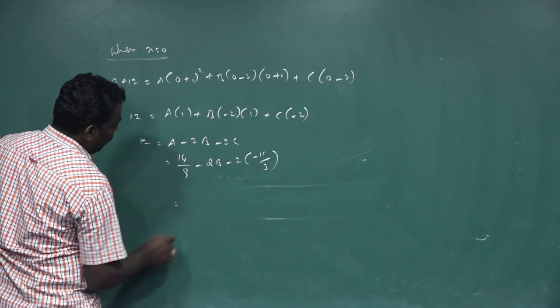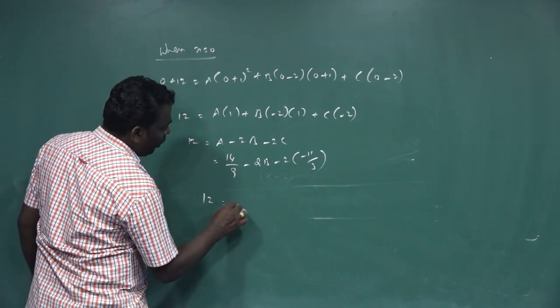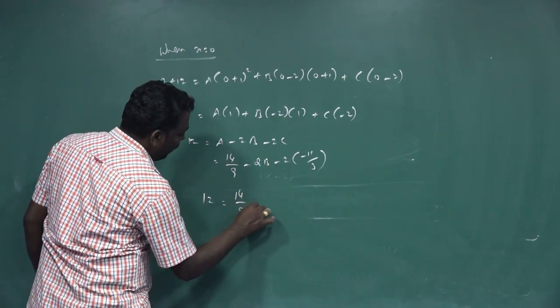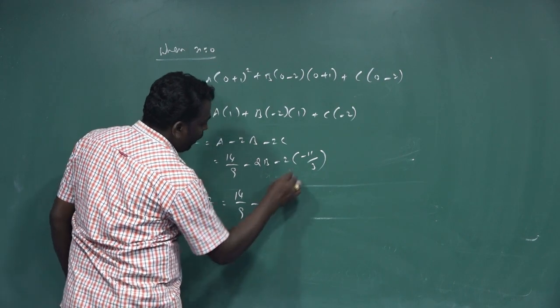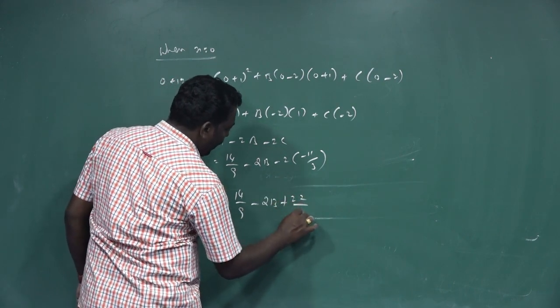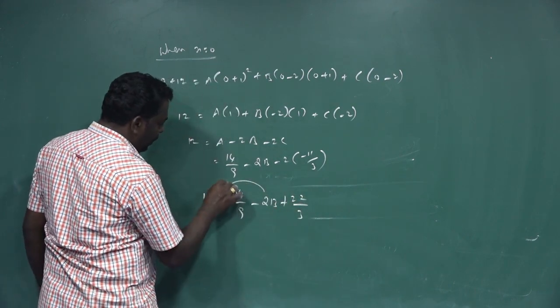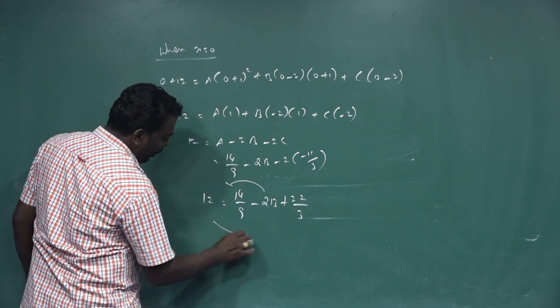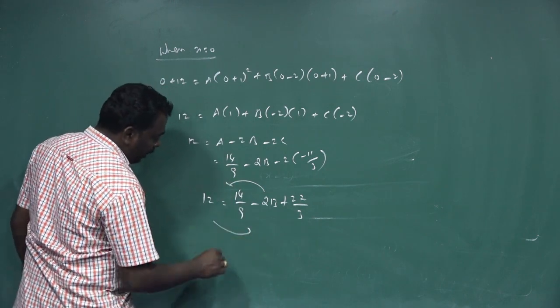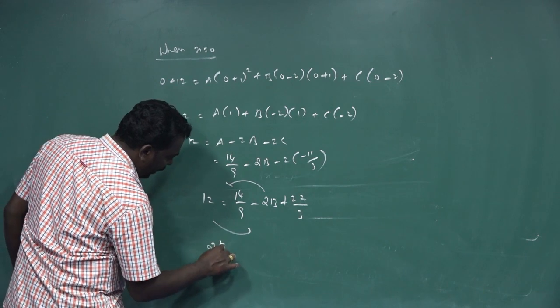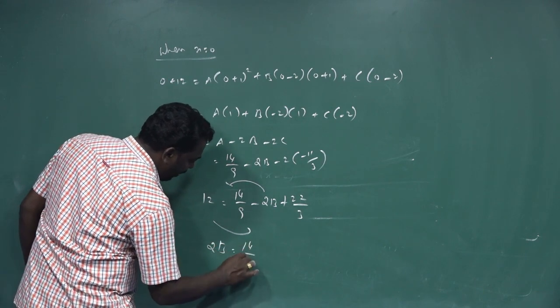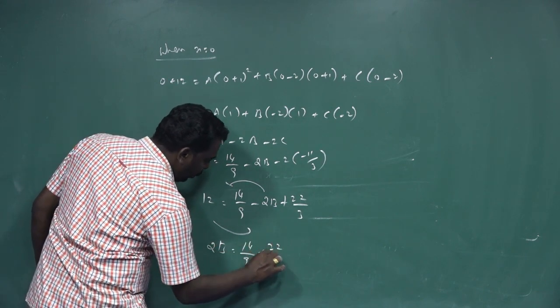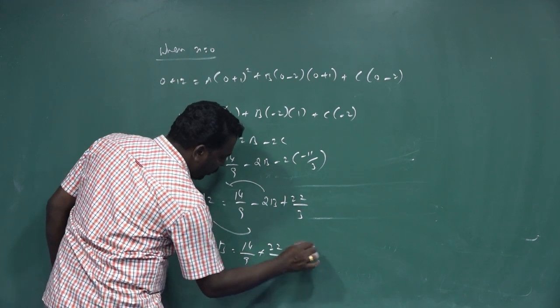The next one: 12 is equal to 14 by 9 minus 2b plus 22 by 3. Now transfer the 2b to the left hand side and 12 to the right hand side. Therefore 2b is equal to 14 by 9 plus 22 by 3 minus 12.